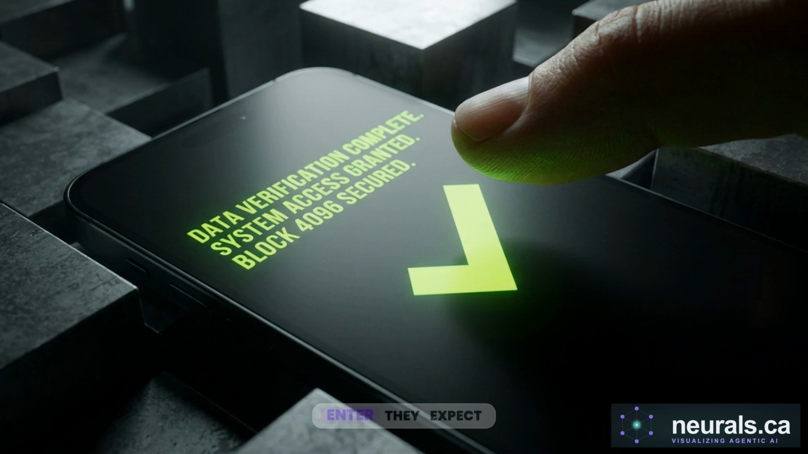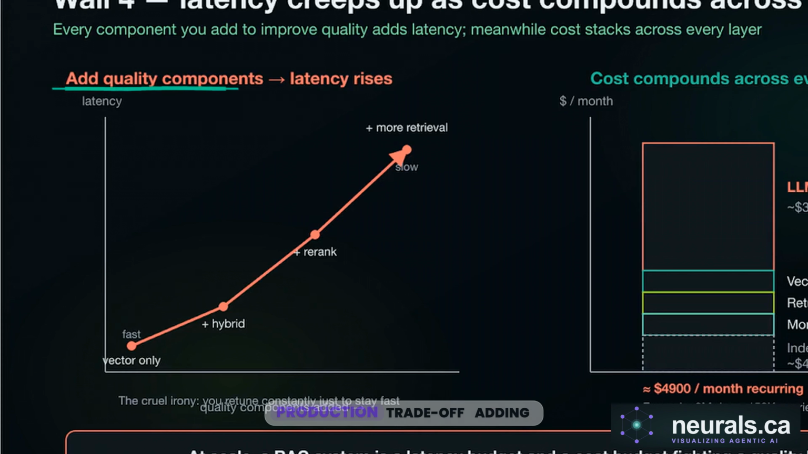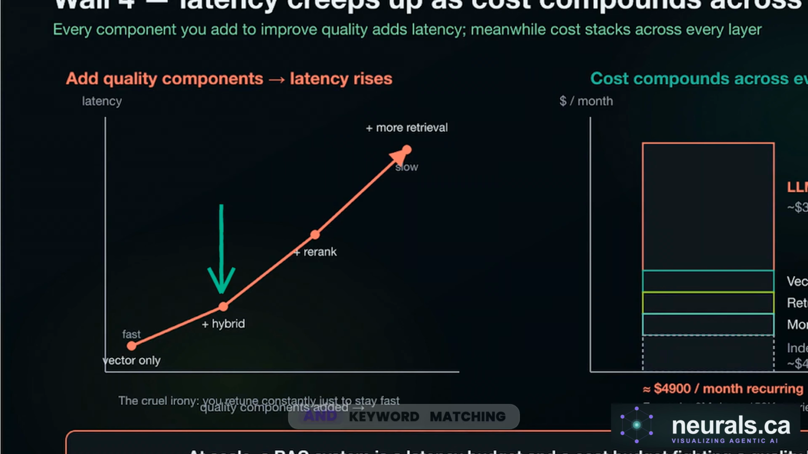When someone hits enter, they expect an answer in seconds. This graph maps the direct production trade-off. Adding quality components adds latency. Upgrading from pure vector search to a hybrid model running semantic and keyword matching in parallel inherently increases processing time. Passing those results through a cross-encoder neural network compounds the delay again.